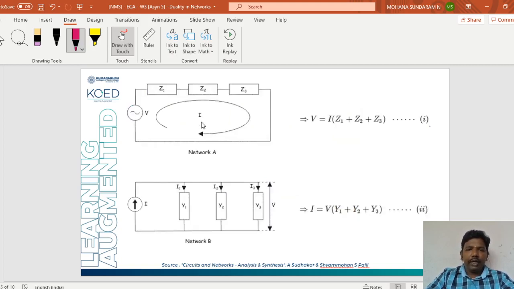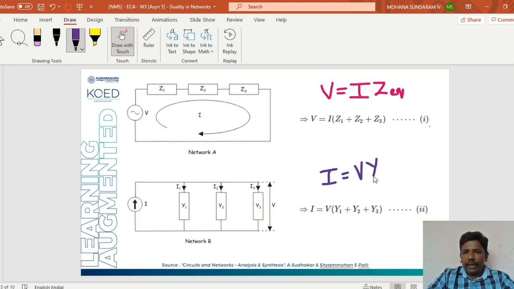When you compare these two networks, it is easy for us to relate their equations. You get V equal to I into (Z1 plus Z2 plus Z3). So it is almost V is equal to I into Z, correct? Let me name it as Z equivalent. Now what about the next equation? It is I is equal to V into Y equivalent, because Y1 plus Y2 plus Y3, yes.